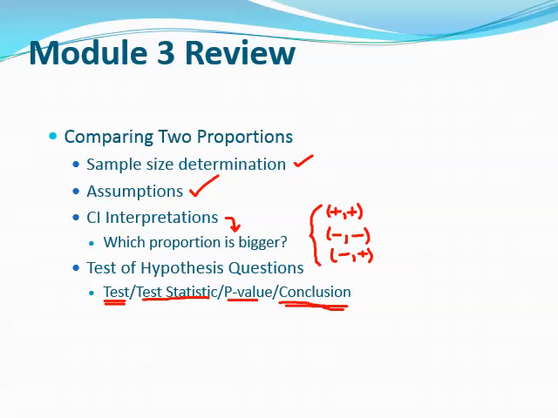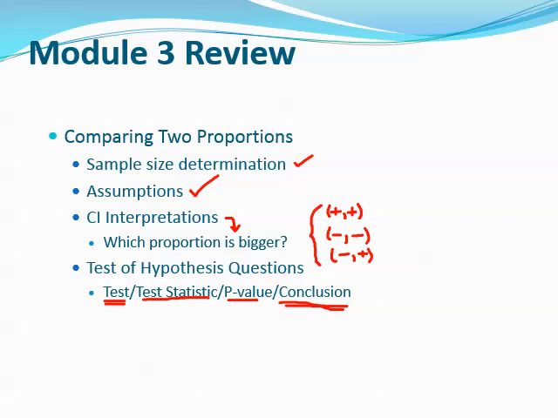And then you're going to state a conclusion. When p is low, you can reject that null hypothesis. There's sufficient evidence to indicate that the alternative is true. If p is high, you fail to reject, there's insufficient evidence to indicate that alternative hypothesis is true. We've looked at examples. Now you have to do the work. Practice, practice, practice. And that way you'll get good at it.